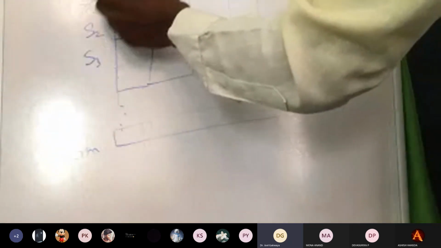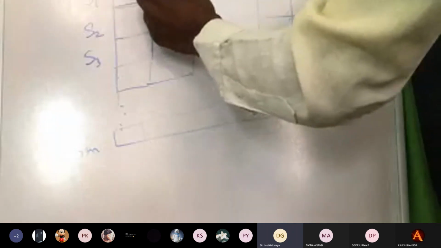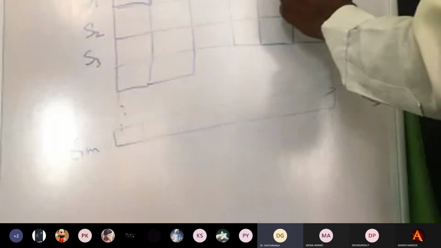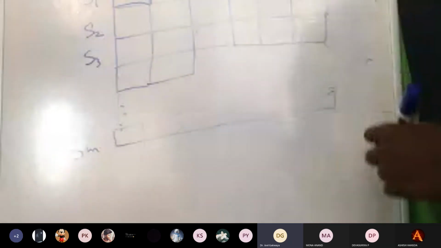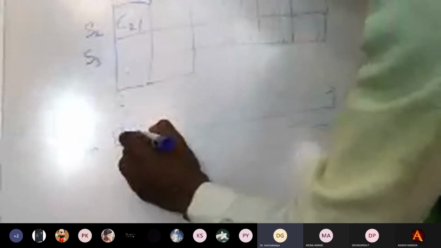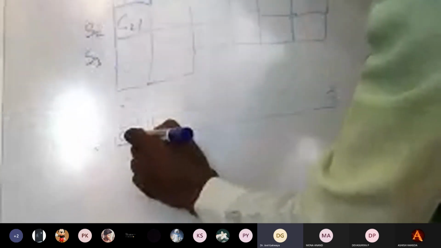Cost of transportation from source 1 to destination 1. Cost of transportation from source 1 to destination 2, and so on. It keeps going on till we reach the cost of transportation C1n. And here it goes down: cost of transportation C21 means from source 2 to destination 1. It goes down till it reaches the cost of transportation Cmn, meaning the m-th source and the n-th destination.